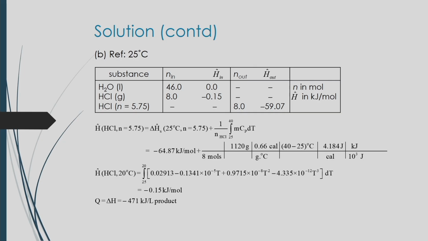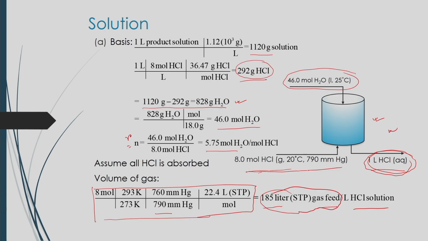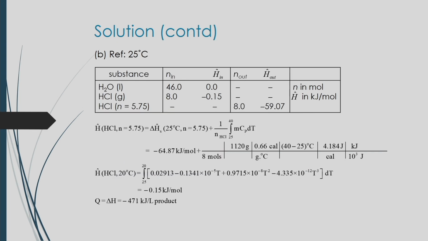Now, in this case, what will be the inlet, and what will be the outlet? Very interesting: this amount of hydrochloric gas, or hydrogen chloride gas, will be in, and this amount of water will be in, and this is your outlet condition. So, here there are 2 inlets and 1 outlet. Accordingly, for the inlet, you will see that water inlet is 46 moles and enthalpy is 0, whereas hydrogen chloride gas inlet is 8 moles and the enthalpy change is minus 0.15.